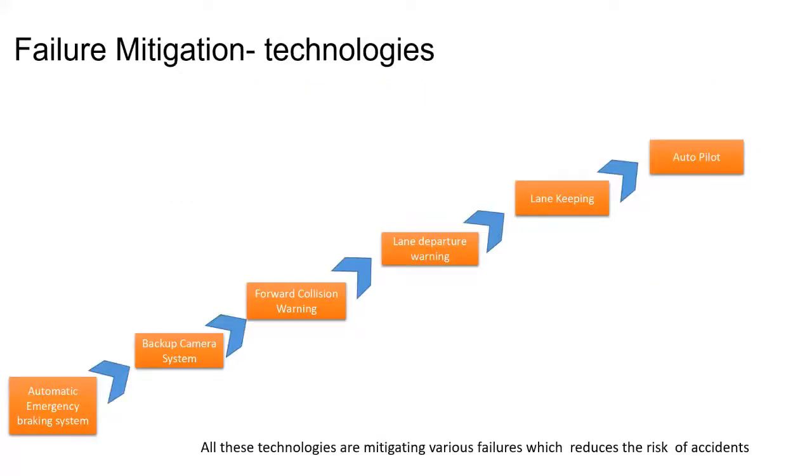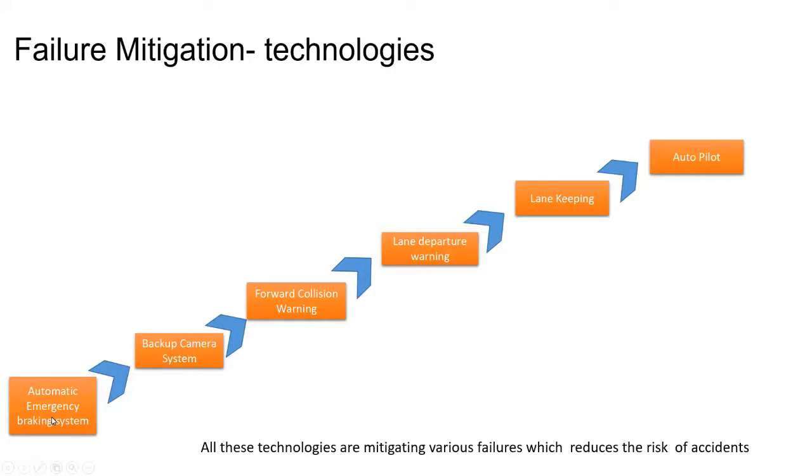Now, failure mitigation. Now we are going to talk about how we are going to mitigate failures before we enter into a failure condition. Before the failure happens, how do we mitigate? There are a lot of controls, a lot of things we do in vehicles today to get there. Basically, you can quickly see that we have automatic emergency braking systems.